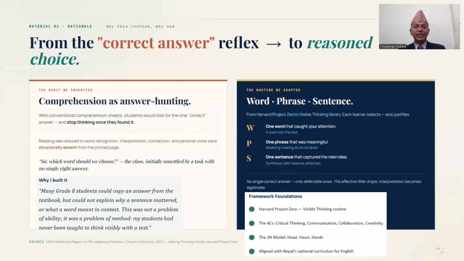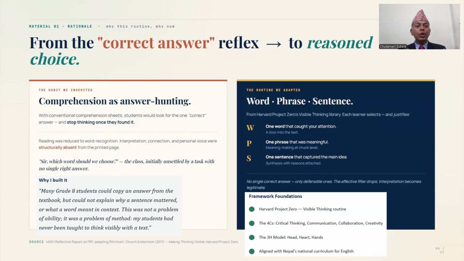From the correct answer to reasoned choice. Comprehension is answer hunting. With conventional comprehension, students would look for the one correct answer and stop thinking once they found it. But in this worksheet, reading was reduced to word recognition. Interpretation, connection, and personal voice were structurally absent from the printed page.